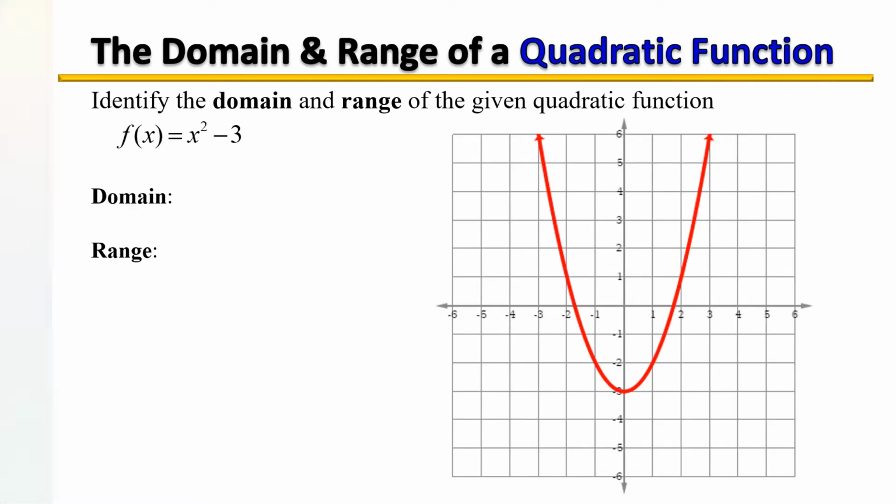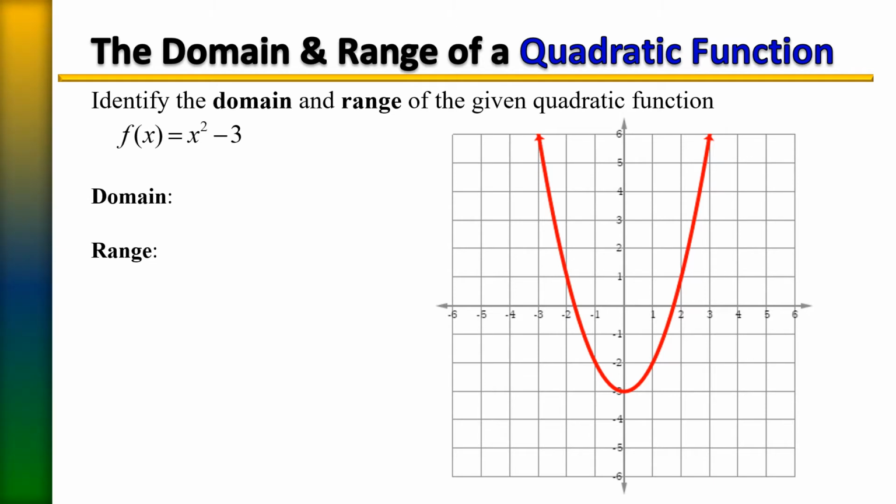In this example, we're asked to identify the domain and range of the given quadratic function. So here we have the function f of x equals x squared minus 3, which is nothing more than the parent function, which has been shifted down 3 units. Now let's focus on the domain.